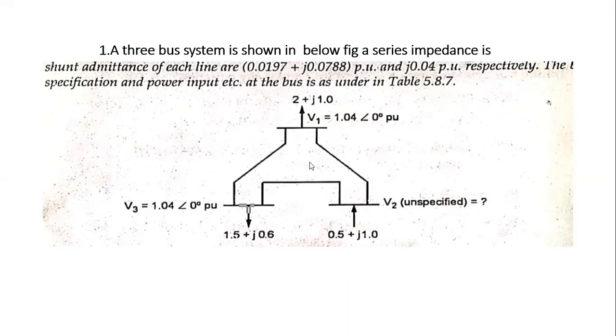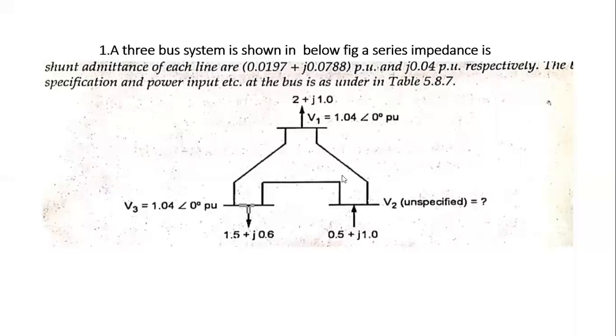This is the 3-bus system. The series impedance and the shunt admittance of each line are 0.0197 plus j0.0788 per unit and j0.04 per unit. This is the series impedance and this is the shunt admittance, respectively. The bus specifications and the power inputs at the buses are given in the table.